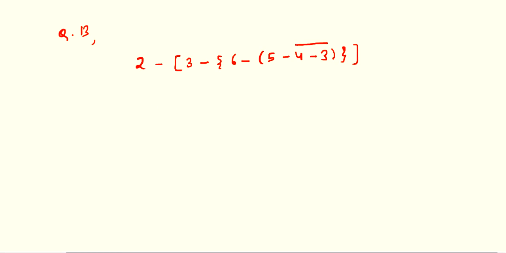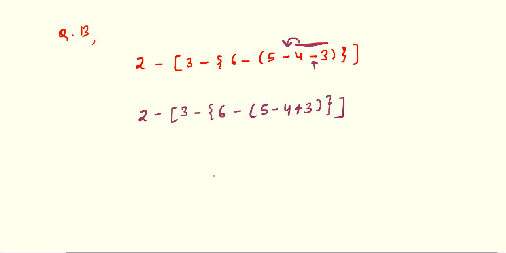So first we will solve this bar bracket, and as you can see before this bar bracket we have a negative sign, so definitely we have to change this sign, only the sign under the bar bracket. Whatever signs are under the bar bracket, we change them. The rest we write as it is. So 2 minus square bracket, then 3 minus curly bracket, 6 minus small bracket start, 5 minus 4 plus 3, small bracket close, curly bracket close, square bracket close.